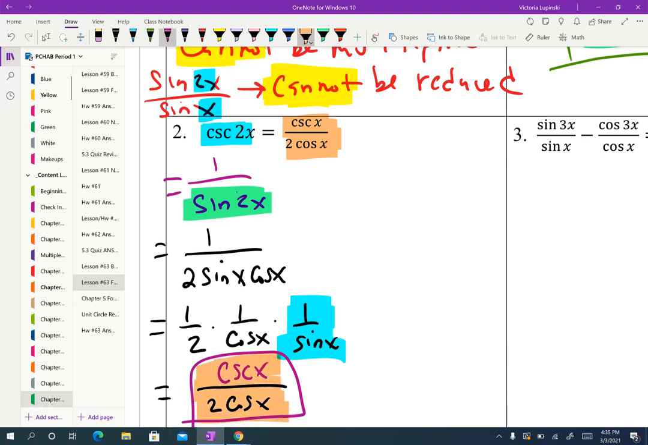Remember, do something to let me know that you're done. Circle it, highlight it. I like to draw those double lines. And just FYI, if you had done this problem from the right-hand side, it would actually be this exact proof in reverse, which would be just as good. So again, left side, right side, it's really kind of up to you.